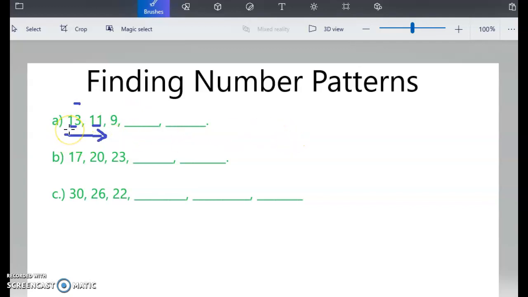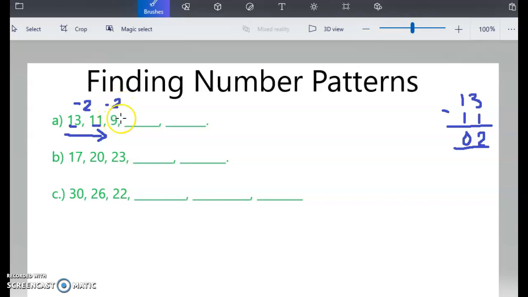So if you can subtract it in your mind, that's fine. But if you cannot, you will need a little scrap paper, a little place in your book where you can work it out. So I'm going to put the bigger number on top, which is 13, and I'm going to take away the number next to it, which is 11. So let's go ahead and subtract. 3 take away 1 is 2, and 1 take away 1 is 0. So this is the rule that they're following. They are subtracting 2 each time. So 13 take away 2 will give me 11, and then 11 take away 2 would give me 9.